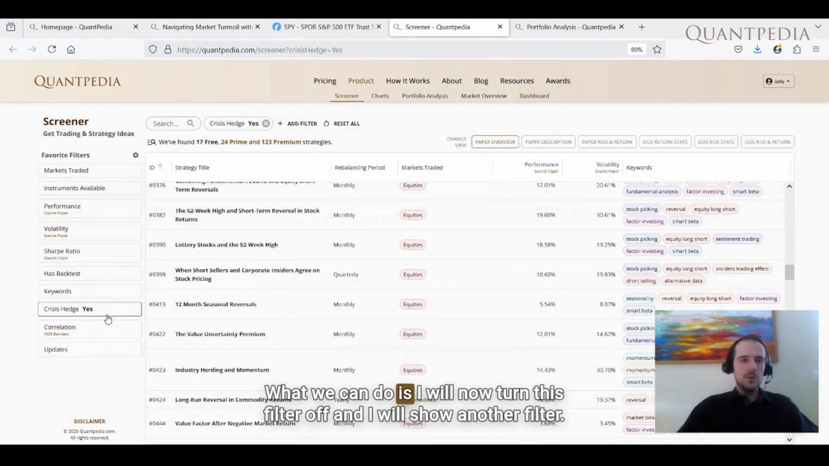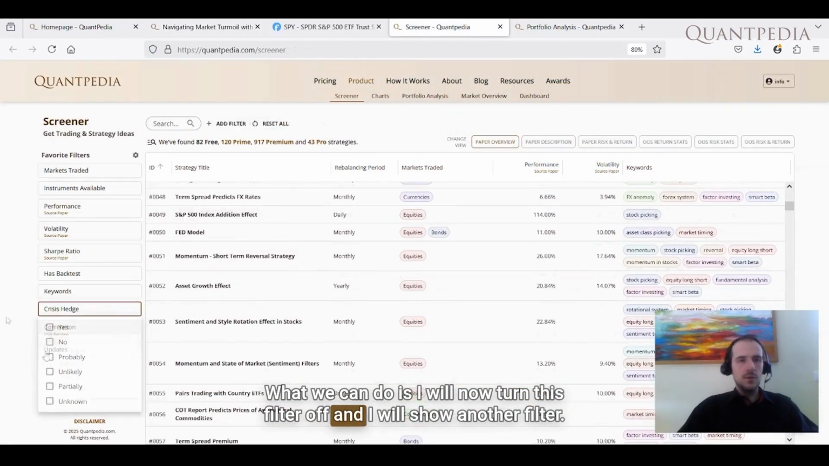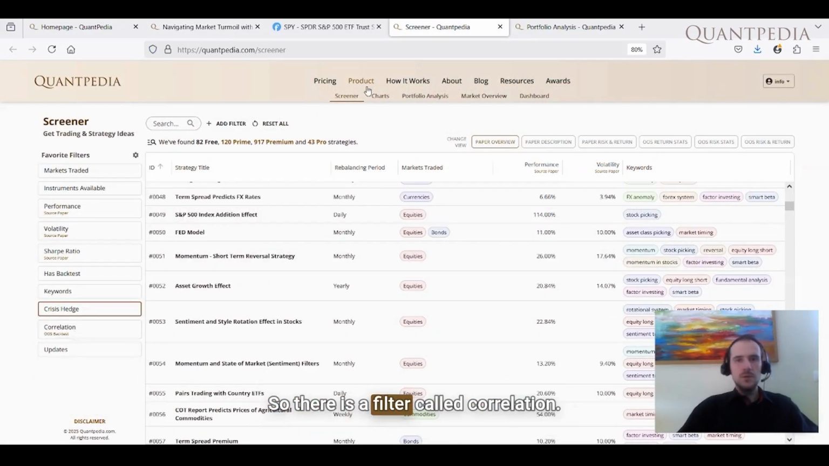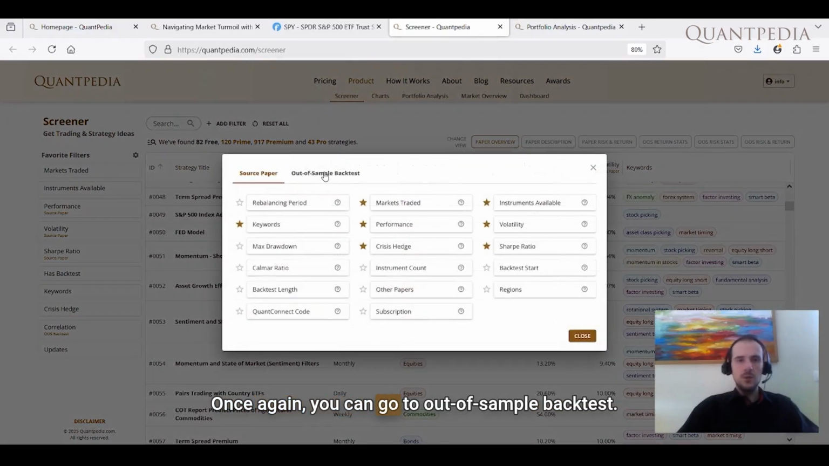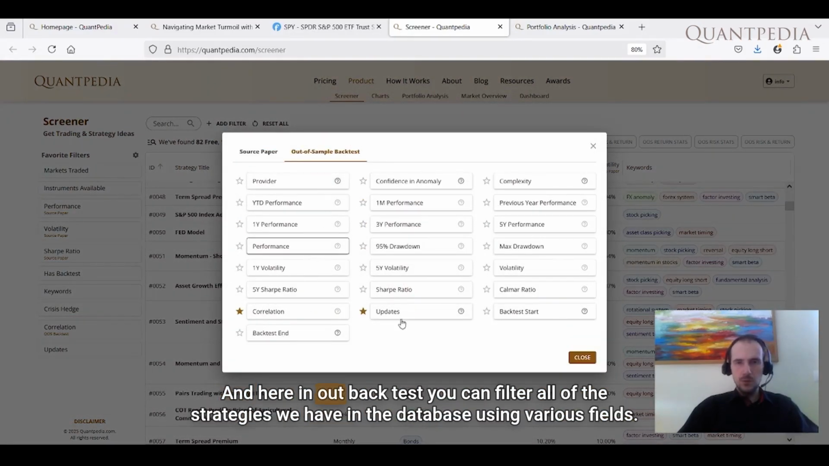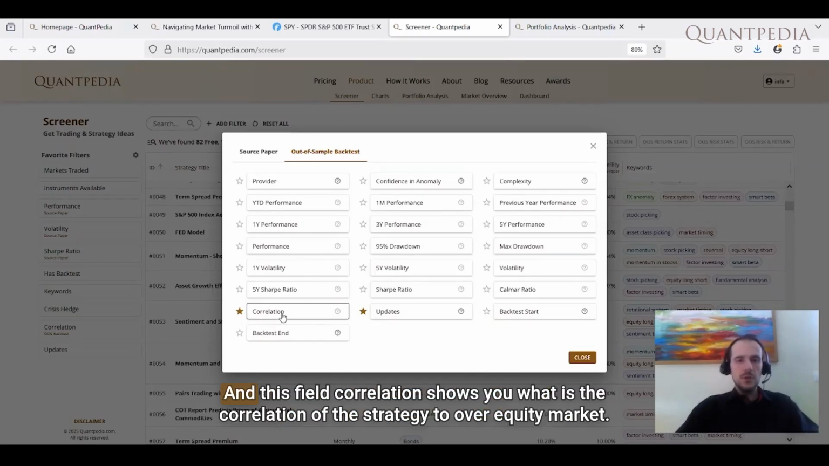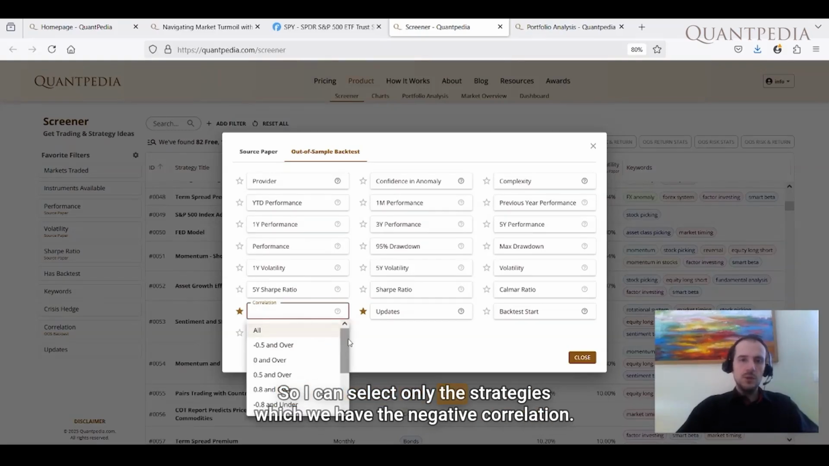I will now turn this filter off and I will show another filter. There is a filter called correlation. Once again, you can go to out of sample backtest, and here in out of sample backtest you can filter all of the strategies we have in the database using various fields. Here we have a field correlation, and this field shows you what the correlation of the strategy to the overall equity market is. So I can select only the strategies which have a negative correlation.